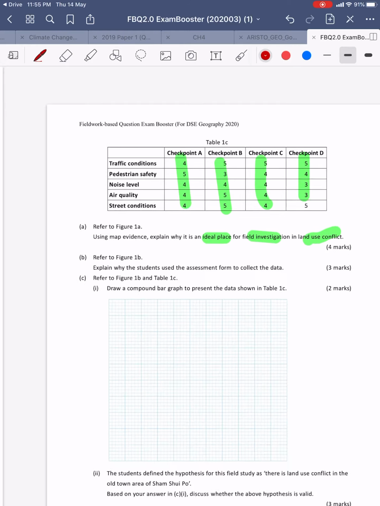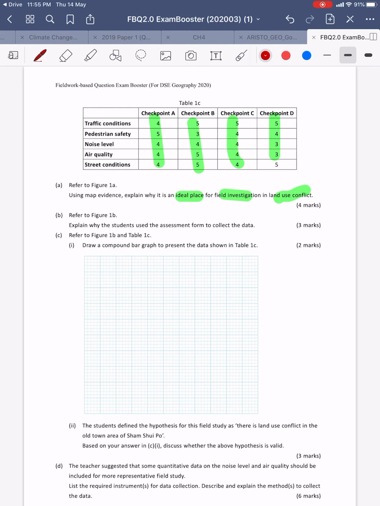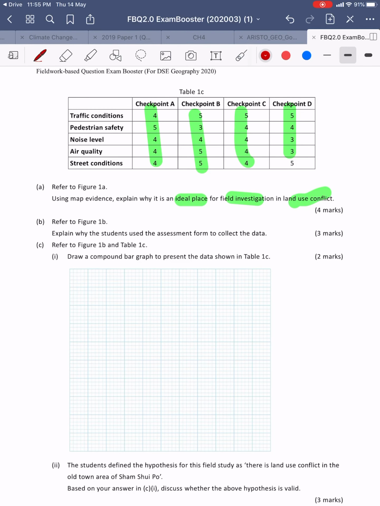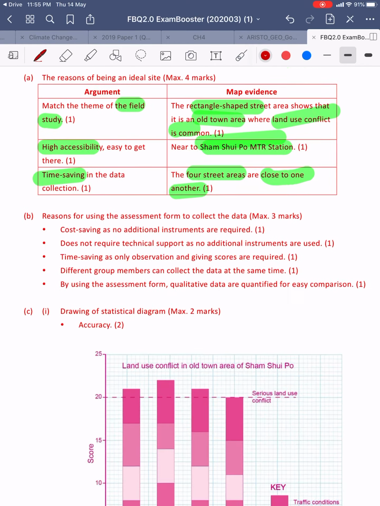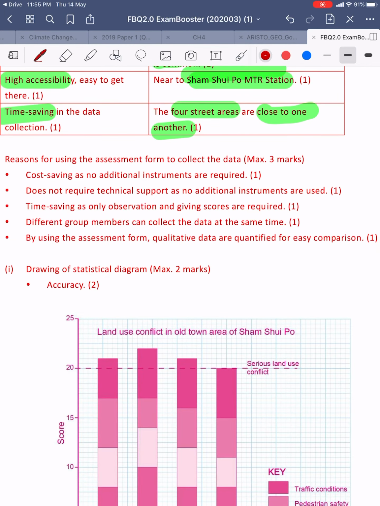This one is very good. And what are the good things about quantifying qualitative data? It's easy to be compared, right? So accordingly right here, as I have said before, qualitative data are quantified, and then there is cost saving, it is easy to compare, and they can be collected in the same period of time, so time saving.